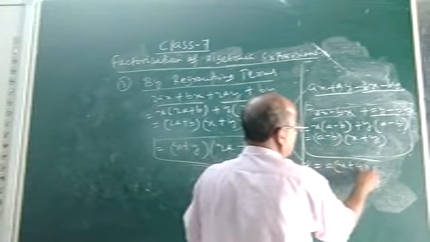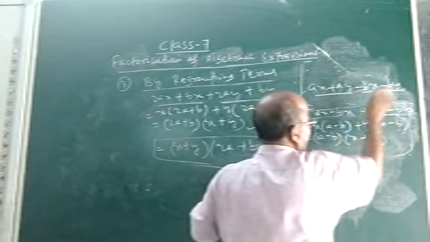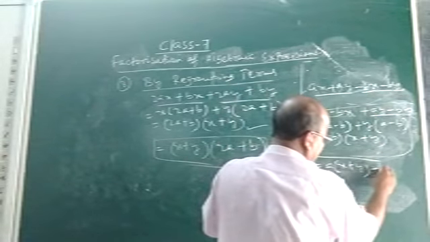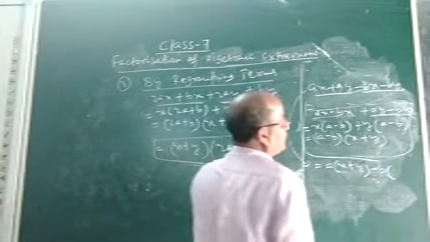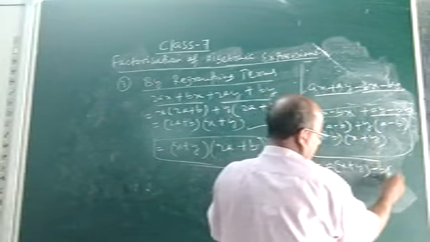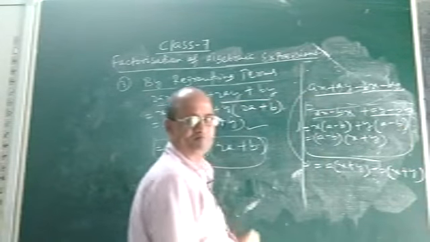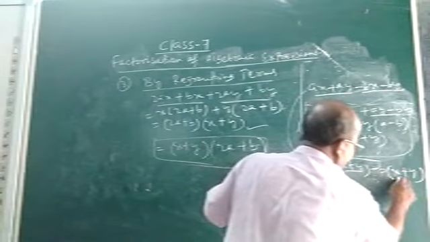X plus y. Then you see minus bx and minus by. What will be the common? See, b will be common, minus b. Minus b will be common here. If minus b is taken common, what will be left? X. And what will be left here? Plus y. You see.